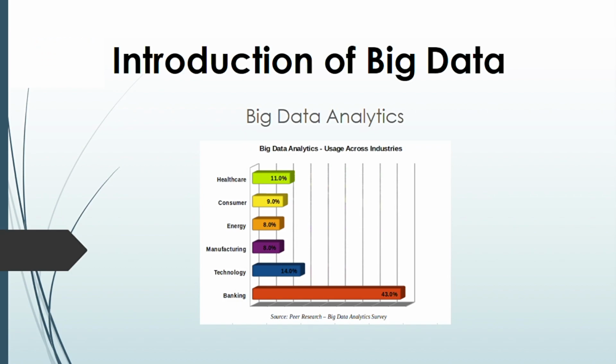Last is very important, big data analytics. There are a lot of forms in terms of big data analytics. Healthcare has a near about 11% share in big data. Consumer has a 9% share. Energy has an 8% share. Manufacturing again has an 8% share. Technology has a near about 14% share. And banking has much more, a 43% share in big data. This is all about the basic introduction of big data.